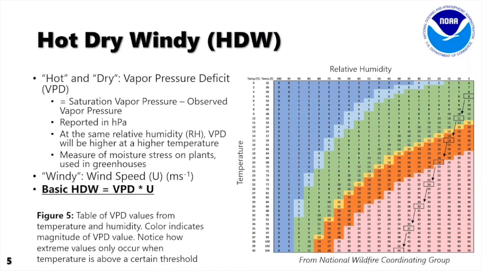This vapor pressure deficit has been used a lot by botanists in measures of moisture stress on plants and used to create optimal growing conditions in greenhouses, and thus would be an excellent indicator of how much drying is occurring within your fuels at a given period of time. Your windy conditions are simply covered by wind speed. And then at its most basic, your hot, dry, windy is the multiplication of your vapor pressure deficit and your wind speed.